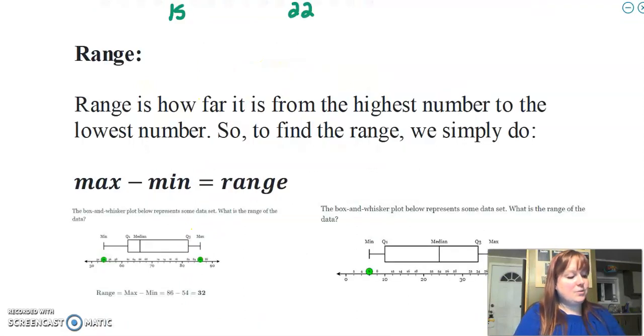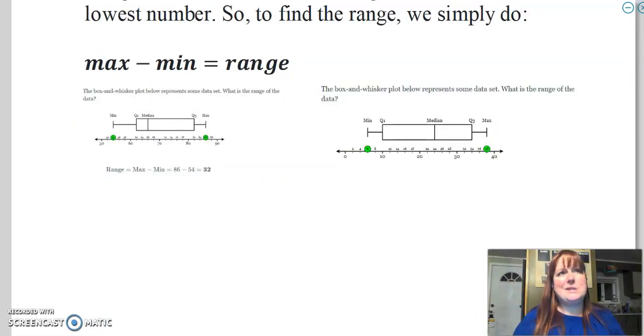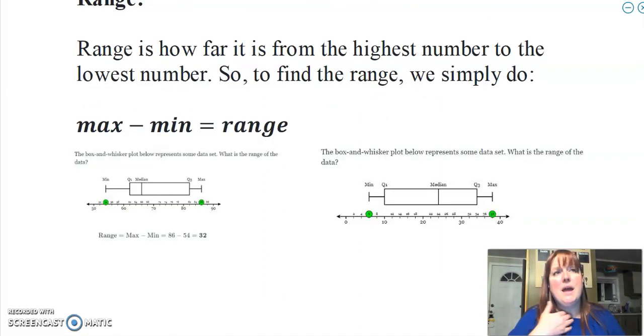The other thing that we can find from a box plot, which is actually really easy, is this thing called range. It's not something we've talked a ton about, but the idea of range in statistics is different than the idea of range in coordinate planes and things like that. Range is just how far it is from the highest number to the lowest number. So how far apart are they on the number line? That's our range. It just tells us the spread.